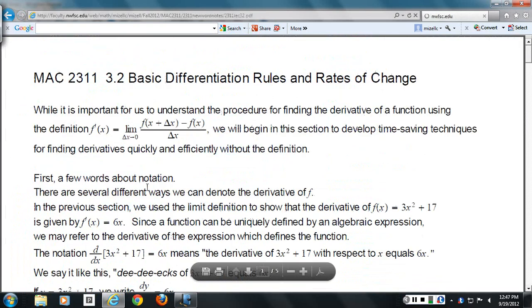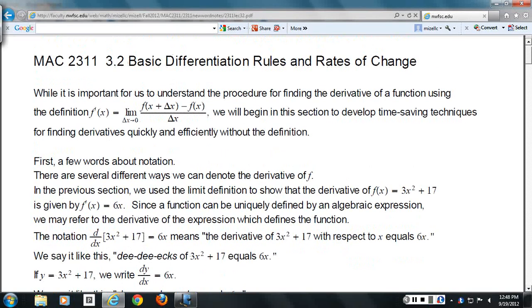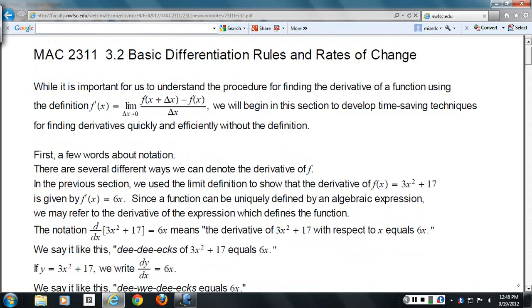Let's look at the beginnings of some shortcuts for evaluating derivatives of functions. A few words about notation. We want to look at several different ways of denoting the derivative. When we're talking about the function that expresses the slope of the tangent line of a function in terms of x, that is the derivative, but there are various different ways of denoting it.